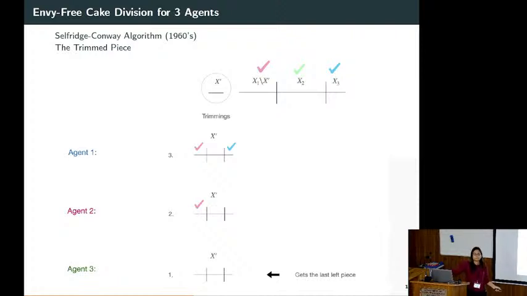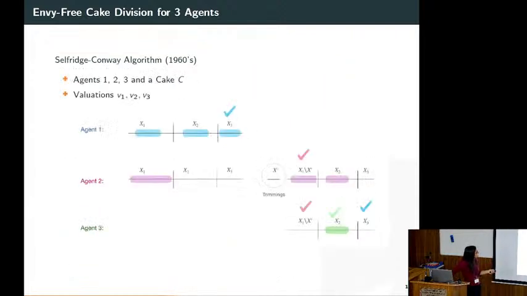But you asked agent 2 to pick two parts and trim such that both of them have equal value. So what about the third part? Agent 2 might be envious that somebody will get the third part as well and some trimming as well. So agent 2 right now does not envy anyone because he gets his best valued part. You agree? Among x1 minus x prime and x2, he values both equally, and he does not envy anyone right now. Now what is x3? x3 is his least valued part of the cake. He values x2 more than x3.